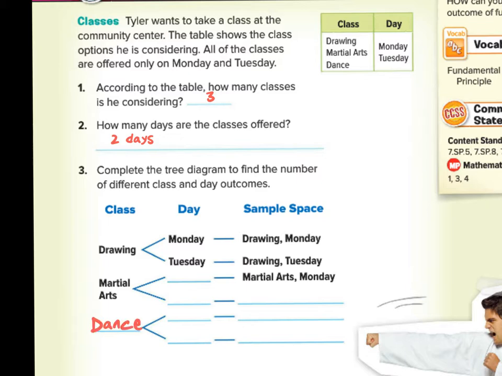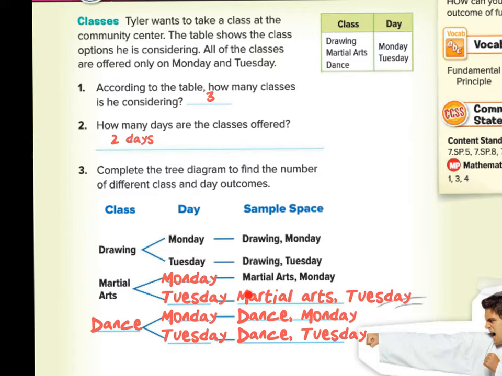And then we have to add in the days of the week for each one. Drawing is offered on Monday and Tuesday, martial arts Monday and Tuesday, and dance on Monday and Tuesday. So let's fill those in. And now we have to find the combination. So for example, drawing on Monday, drawing on Tuesday. Those are all the possibilities. Martial arts on Monday and martial arts on Tuesday. And then we have our dance on Monday, and dance on Tuesday. So really we have 1, 2, 3, 4, 5, 6 different options.